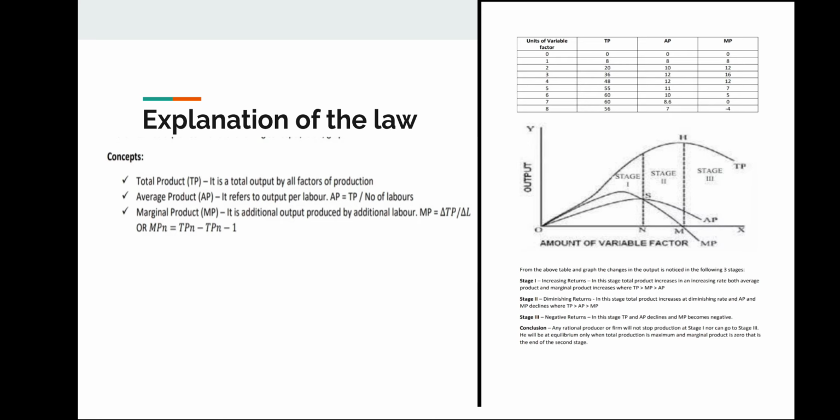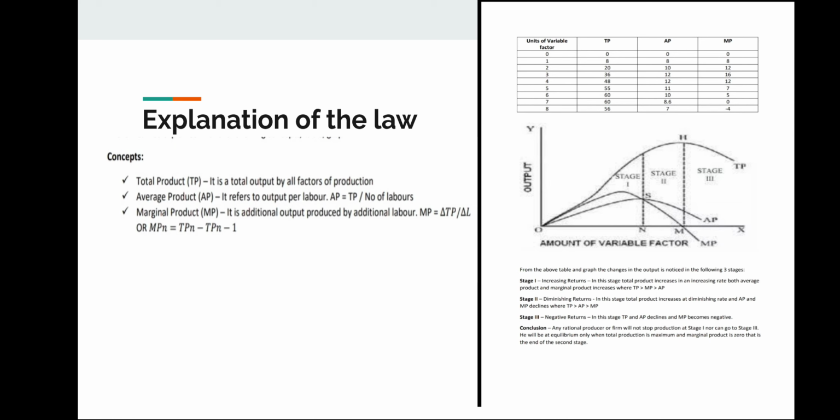Then the third stage, negative returns. When a firm continues production beyond this second stage, the marginal productivity becomes negative. In this stage, the total and average products decline, and the marginal productivity becomes negative. That is, TP is greater than AP, AP is greater than MP. Employment of the eighth worker causes a decrease in total product, that is from 60 to 56 units, and makes the marginal product minus 4. That is called negative returns.